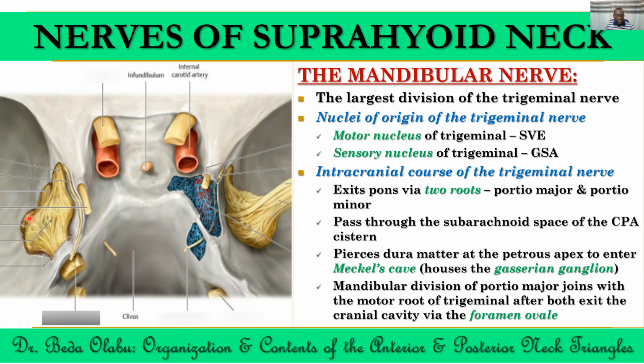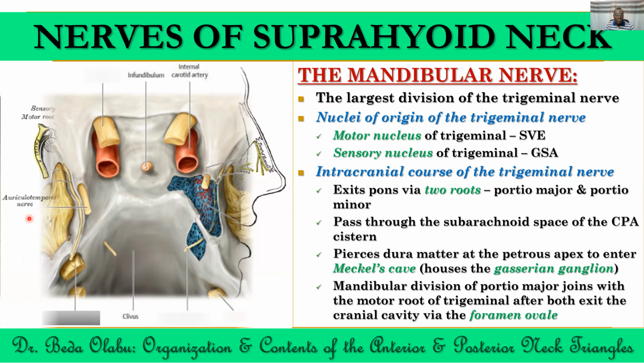The mandibular nerve itself is formed by both the third division of the sensory division of trigeminal and the motor root of trigeminal. Those two unite together, usually just below the foramen ovale, to form the mandibular nerve.